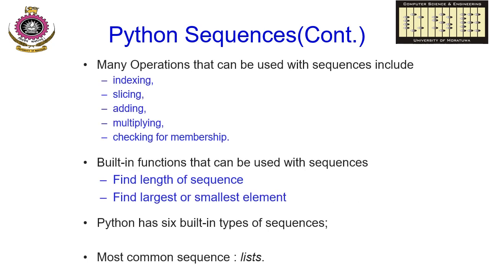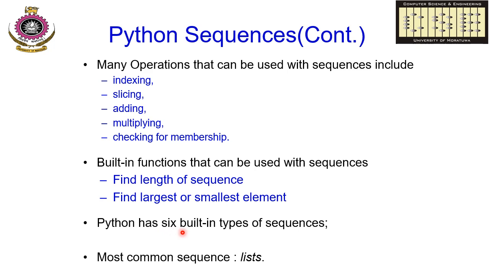Now we continue our discussion about Python sequences. We look at some operations that can be performed on sequences. Some of these include indexing, slicing, adding, multiplying, checking for membership. We will look at these operations very soon. Also there are built-in functions that are available for sequences. For example, to find the length of the sequence, to find the largest or smallest element, built-in functions are available.